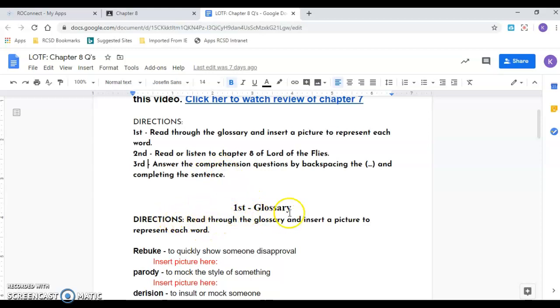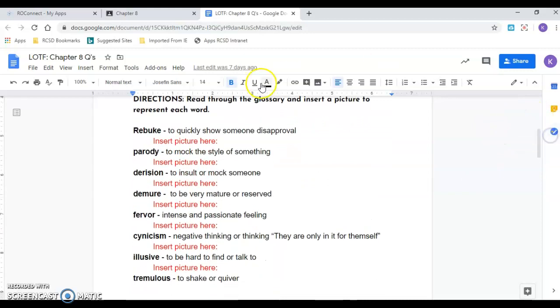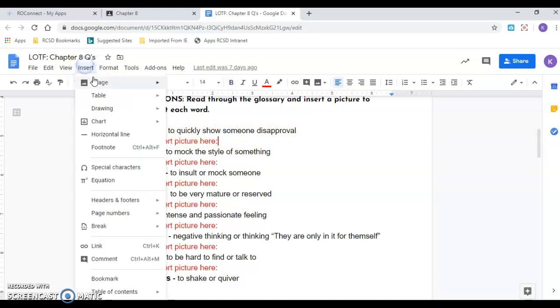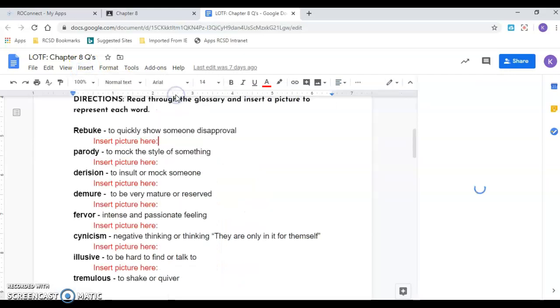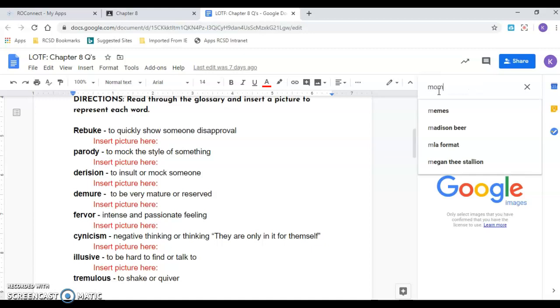Read through the glossary, insert a picture to represent each word. Our first word here is rebuke. To quickly show someone disapproval. So I need to insert a picture. I'm going to insert, image, search the web. It's to quickly show someone disapproval. So it's like when you say that curse word, your mom just stares at you. I'm going to do mom stare.